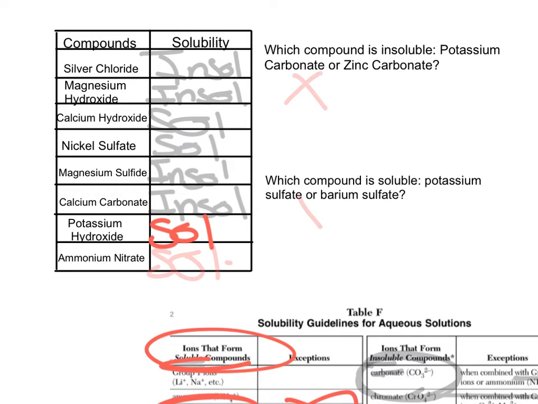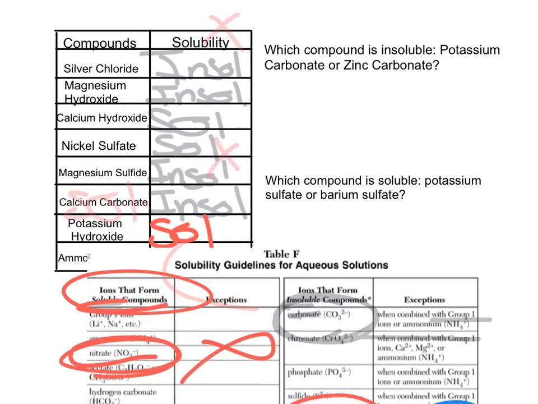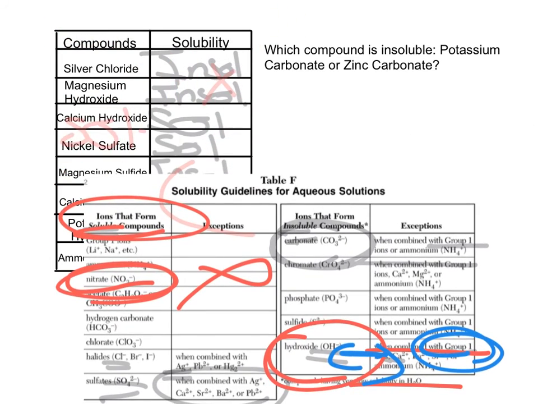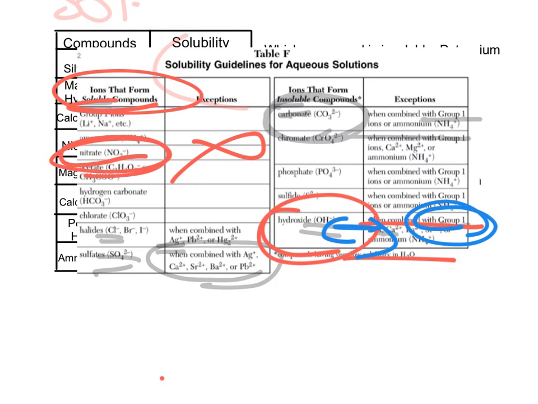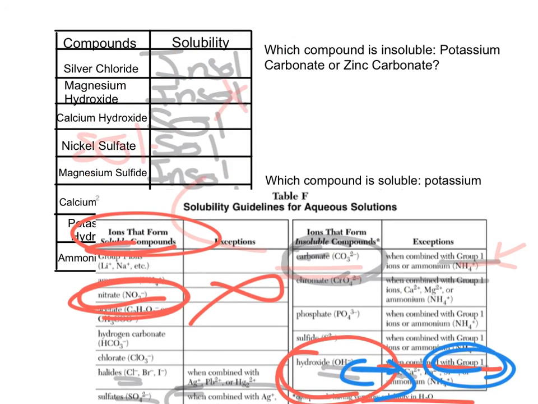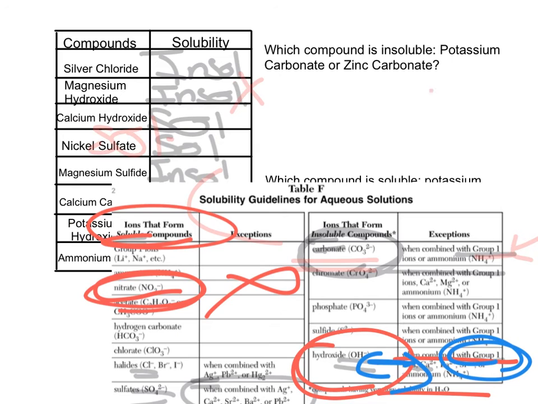Okay, now these are the same process. So which is insoluble, meaning which of these is going to actually form a precipitate. So we're going to take a look at that right about now. All right, we've got a mess with the ink here, but we're going to deal with it. So potassium carbonate or zinc carbonate. So let's take a look. Exception is group 1 with carbonate. And so since group 1 is an exception to carbonate, that means potassium would be soluble. So we're looking for what is insoluble, which then leaves us with zinc carbonate as our answer.